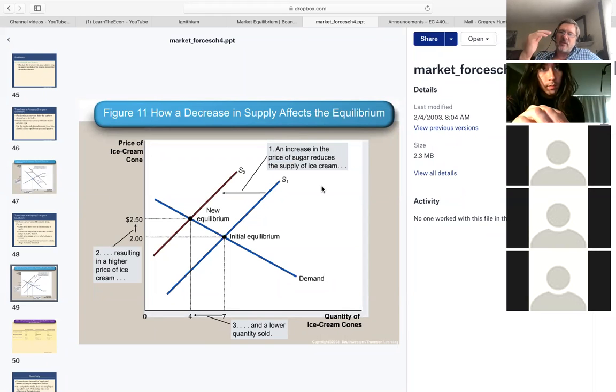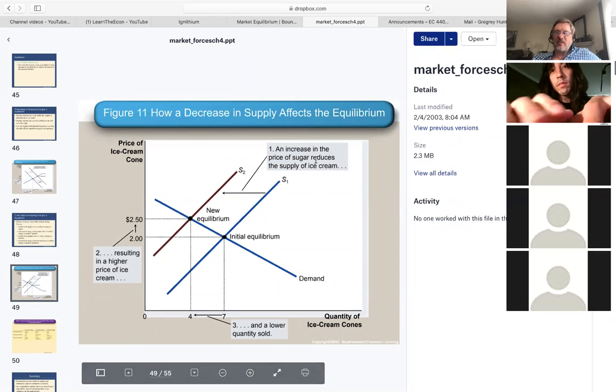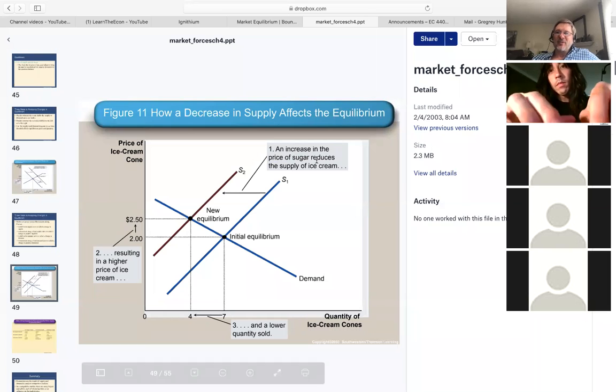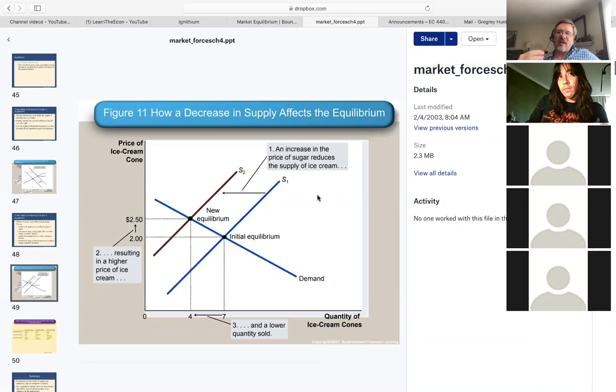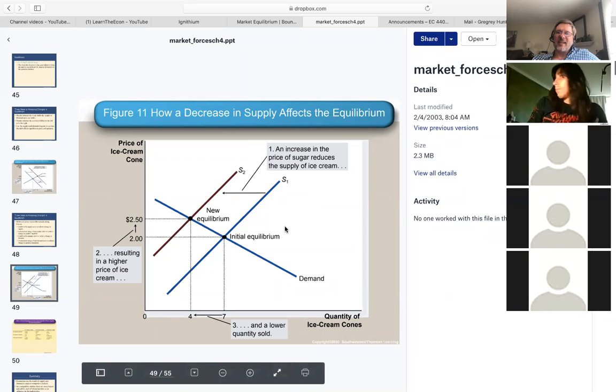So then we go next and we say, well, would this affect supply? Would it shift supply? And it turns out, and most of you probably know this if you've ever made ice cream at home, that you need sugar, and an increase in the price of sugar, based on our analysis, is an increase in input cost. It's going to cause a reduction in supply of ice cream. So that's going to be a movement to the left.